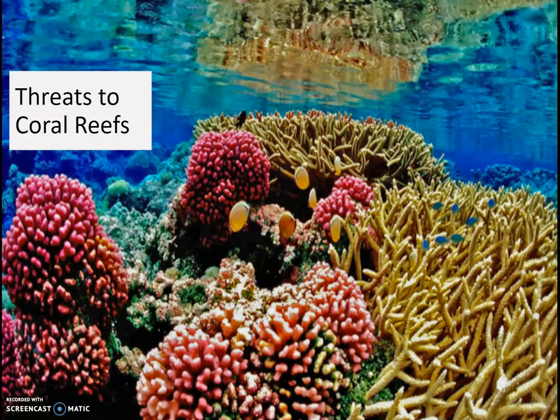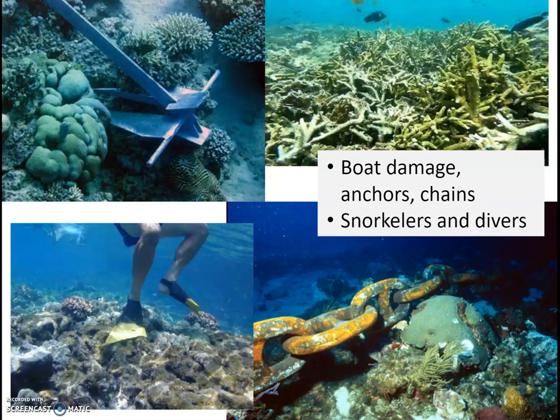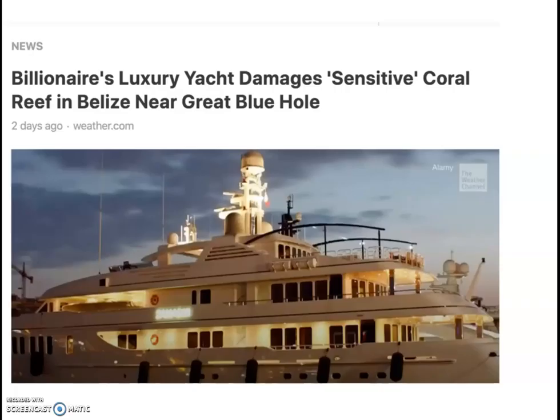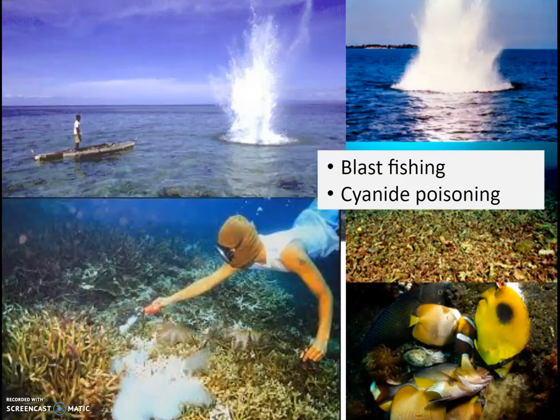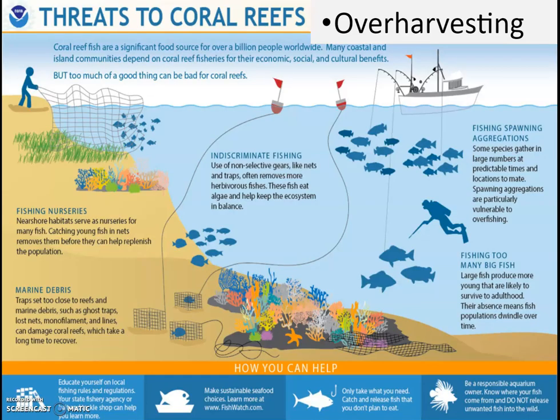There are many threats to coral reefs. Take a look at how pretty this coral reef is. Things like boat damage, anchors, chains, snorkelers and divers. We talked about different types of dredge fishing that can ruin coral reefs. If we look at this billionaire's luxury yacht, it damages sensitive coral. It was too close to the ground, it ran over it. Other things like blast fishing or cyanide poisoning. And overharvesting is another one.